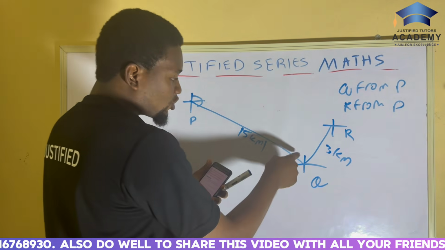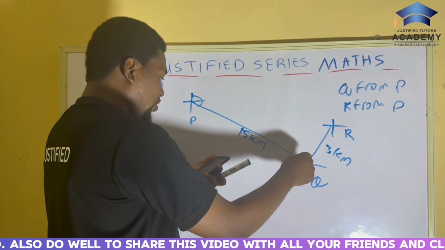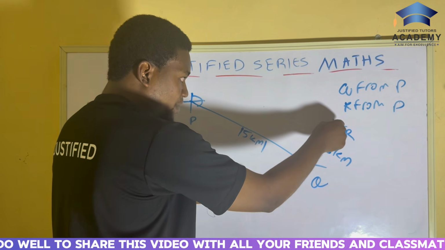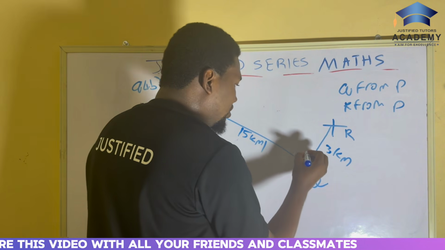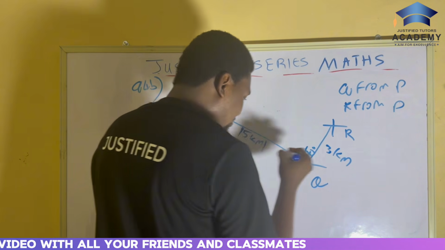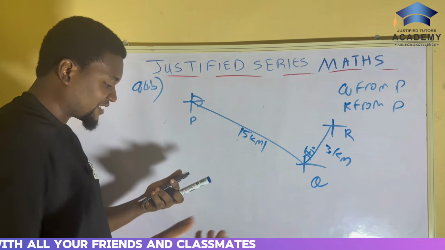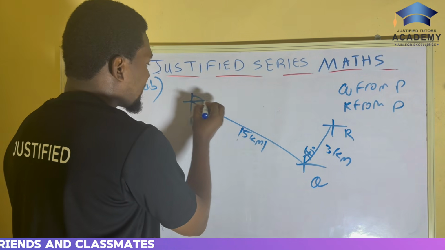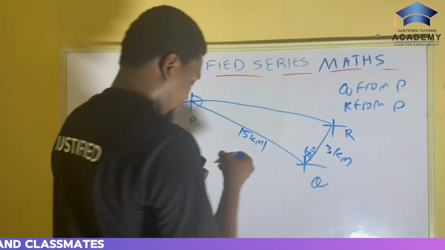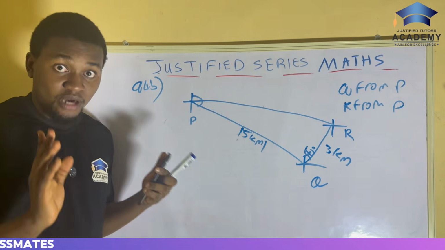So the bearing of R from Q is 60 degrees. Get it now? Now we join the two lines together, so we join them from this point here. Bam. Are you following me now?